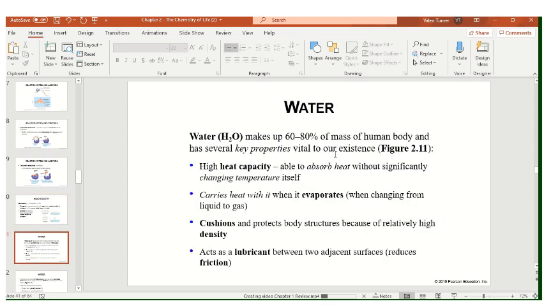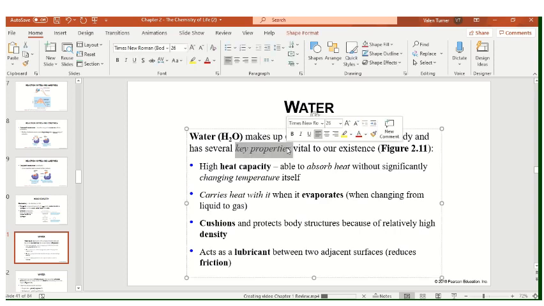Starting off with water. Water is inorganic. How do you know? Because when you look at the formula, it's H2O. There are no carbons anywhere. So it's definitely inorganic. All you got to know are some features of water. And just know some characteristics of water. For one, it makes up the majority of your body. Up to 80% of your body's mass is just water. And that's for a good reason. Because of these key properties. You got to know these key properties, these characteristics of water.